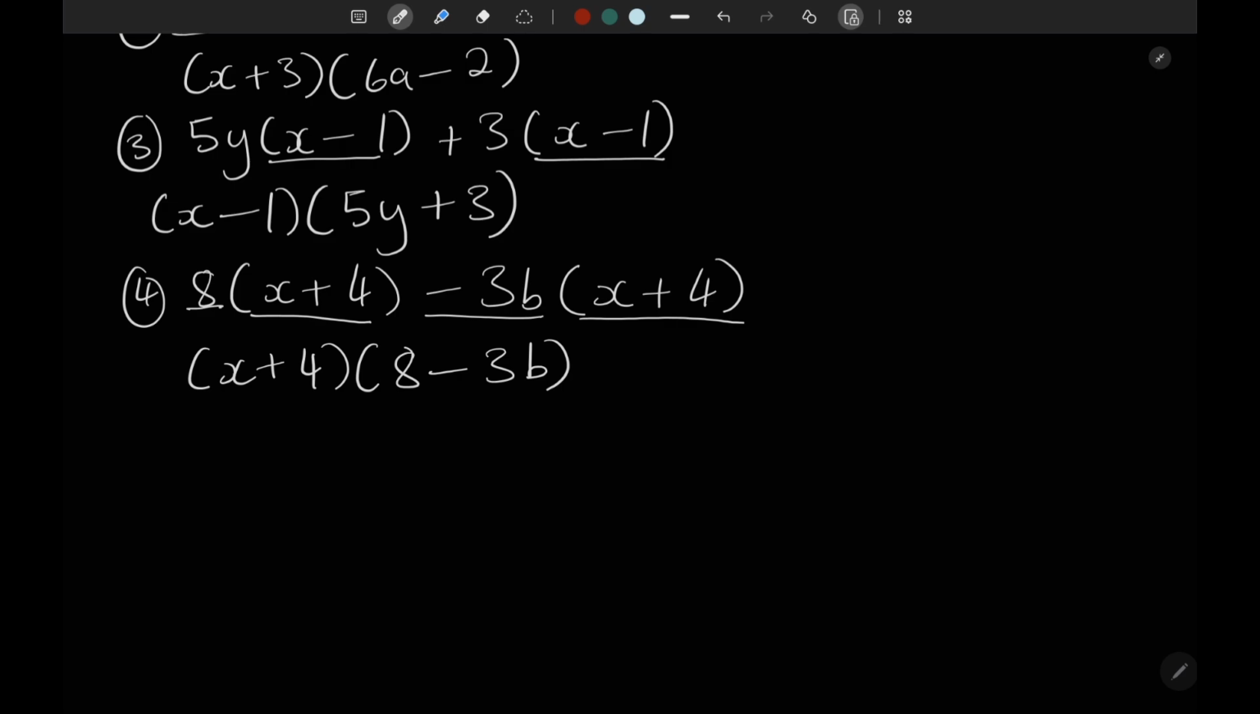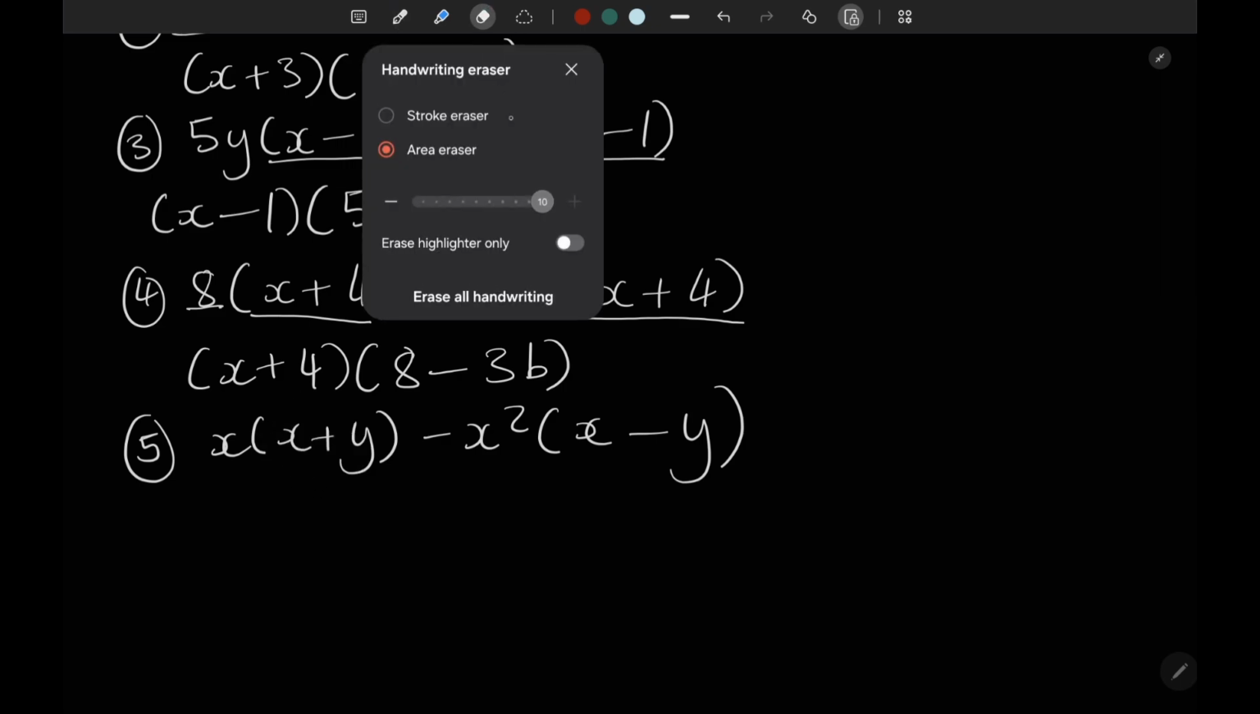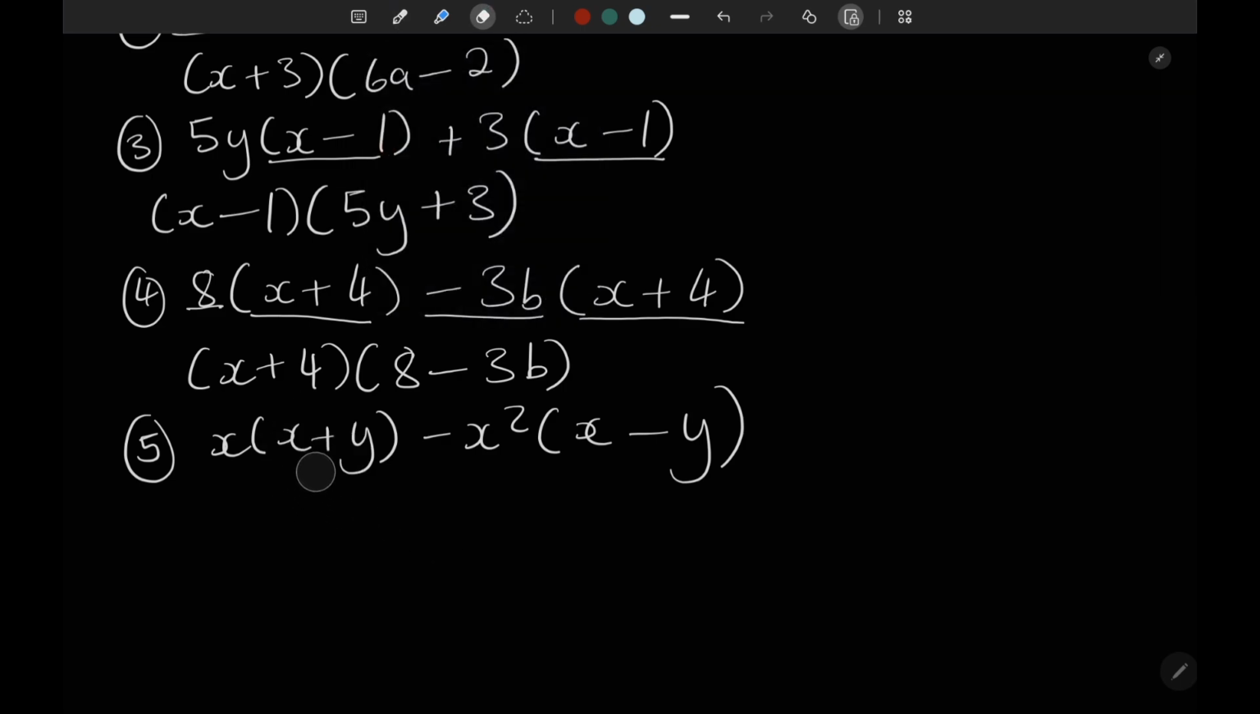Now, let's do an example that's a bit tricky. What if we had x(x - y) - x²(x - y)? Now, how do we solve this? You know that the first step is to determine a common bracket. This is x minus y, not x plus y. So let's fix that. Sorry. x(x - y) - x²(x - y).